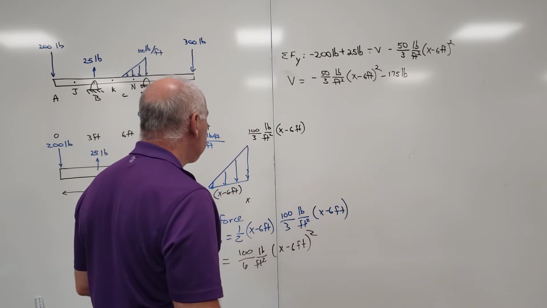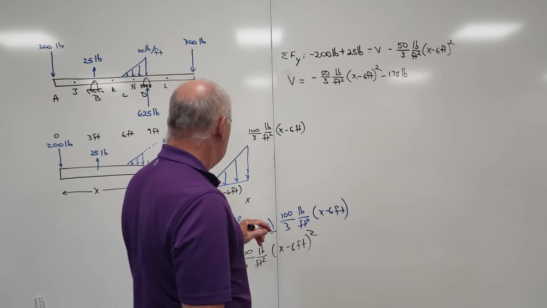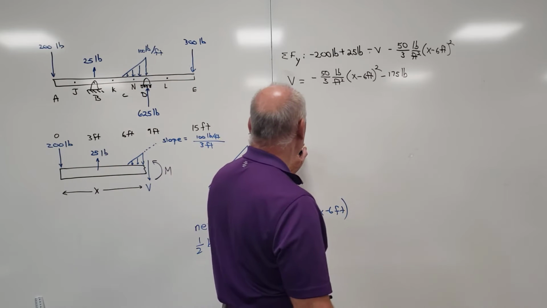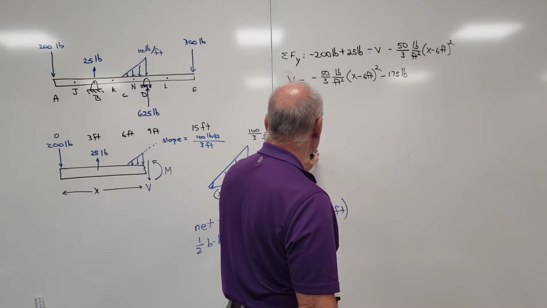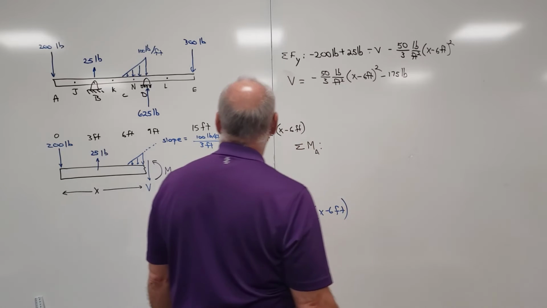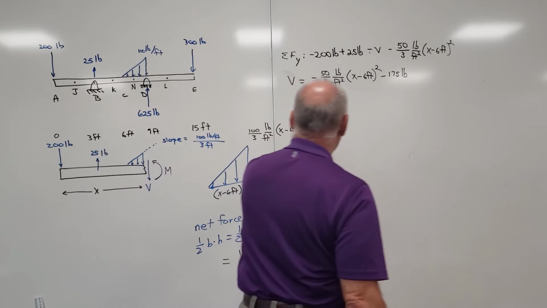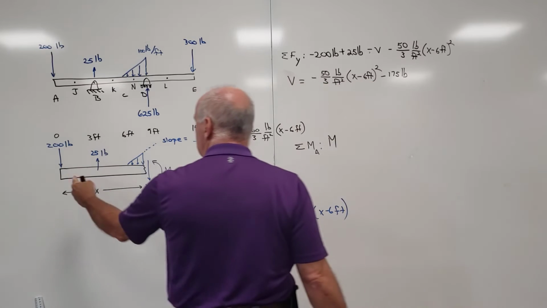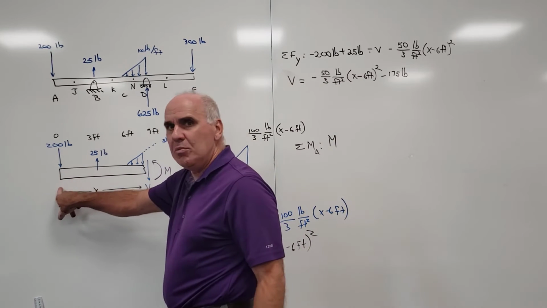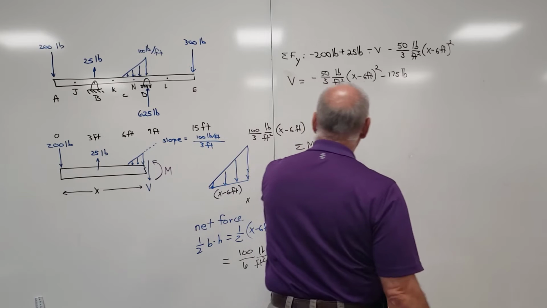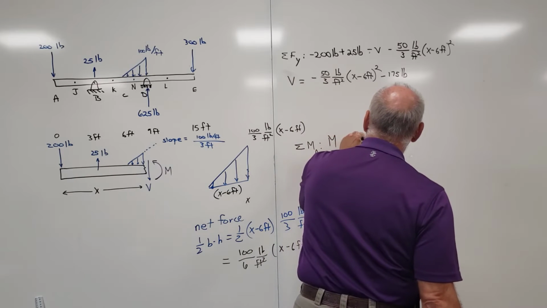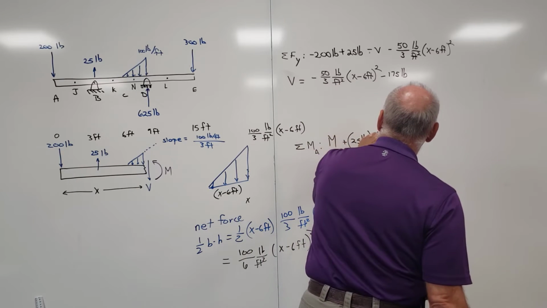Now I still need to do the sum of the moments. I've got some room issues, but I'm just going to put it right here. So the sum of the moments about A. I'm going to go ahead and do M, and of course there's no moment there. Then 25 pounds, so plus 25 pounds times 3 feet.